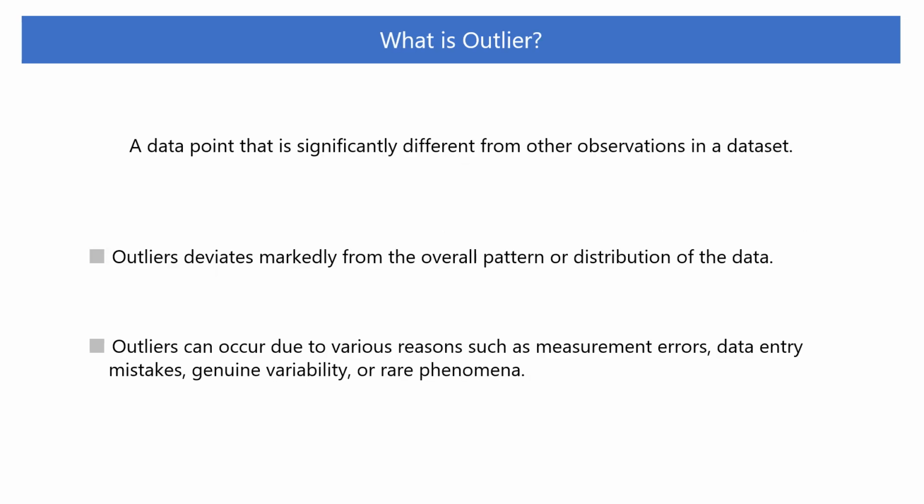An outlier is a data point that is significantly different from other observations in a dataset. It deviates markedly from the overall pattern or distribution of the data. Outliers can occur due to various reasons such as measurement errors, data entry mistakes, genuine variability, or rare phenomena.